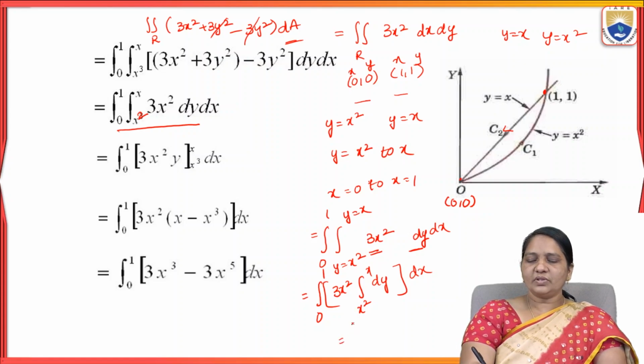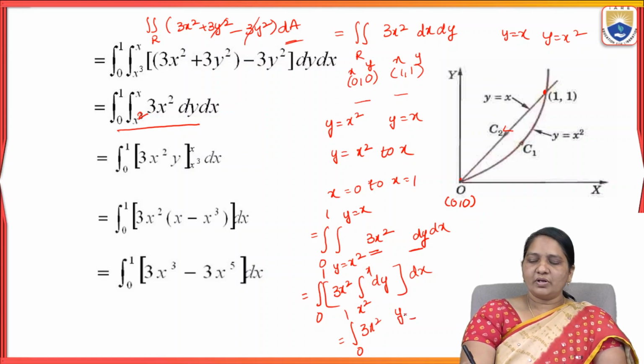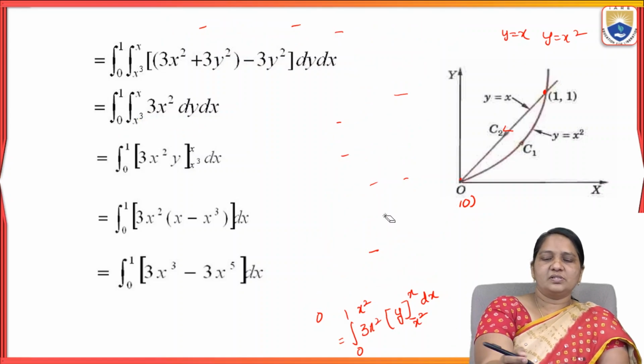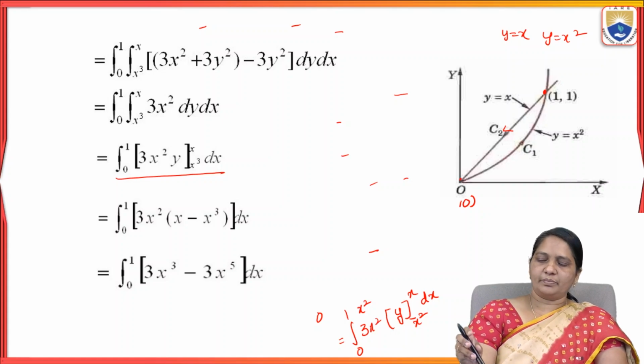So here, integral 0 to 1, 3x square, integral dy is y. This is the integration formula. So what are the limits we are having here? The limits are x square to x, into dx. Now we are going to replace here. So this is the step we got up to. Now we are going to simplify this step.